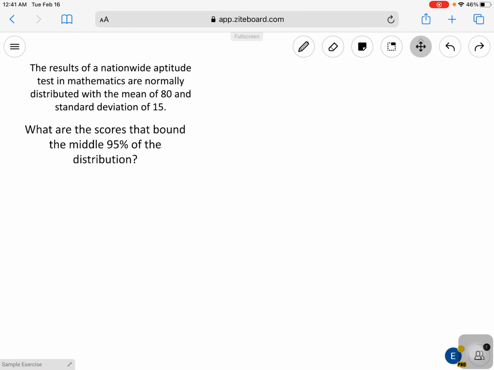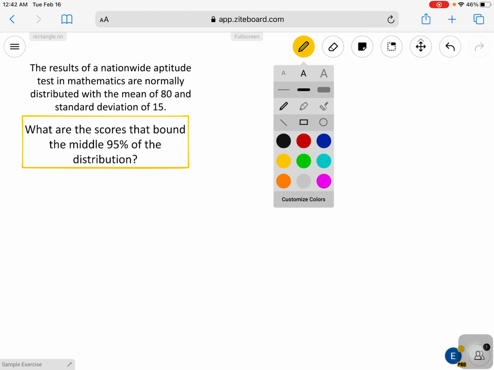So we have the sample exercise. The results of a nationwide aptitude test in mathematics are normally distributed with a mean of 80 and a standard deviation of 15. What are the scores that bound the middle 95% of the distribution? So let me just close this in a box so that we'll be guided that this is what we're trying to look for in the problem.